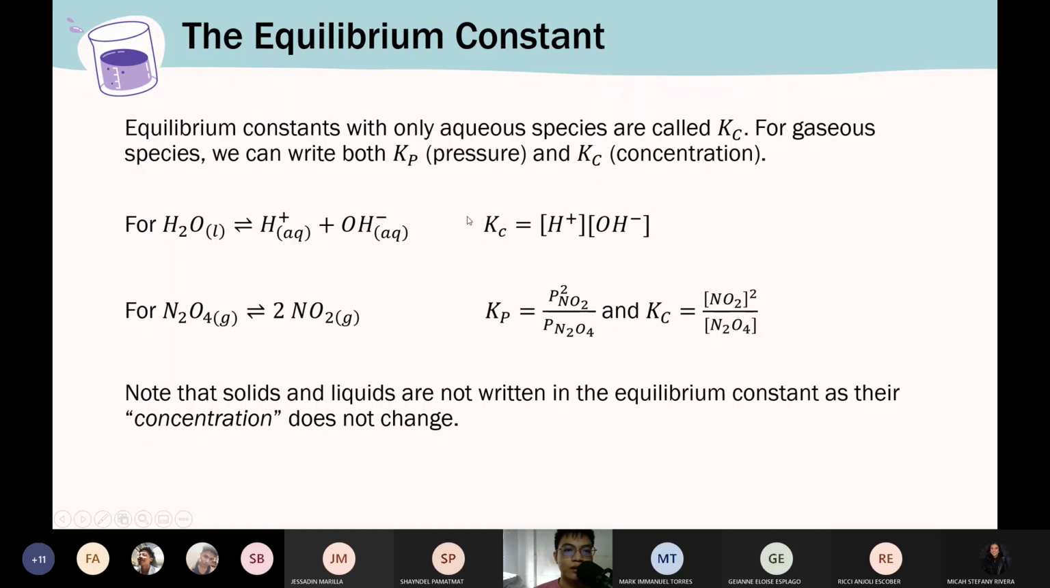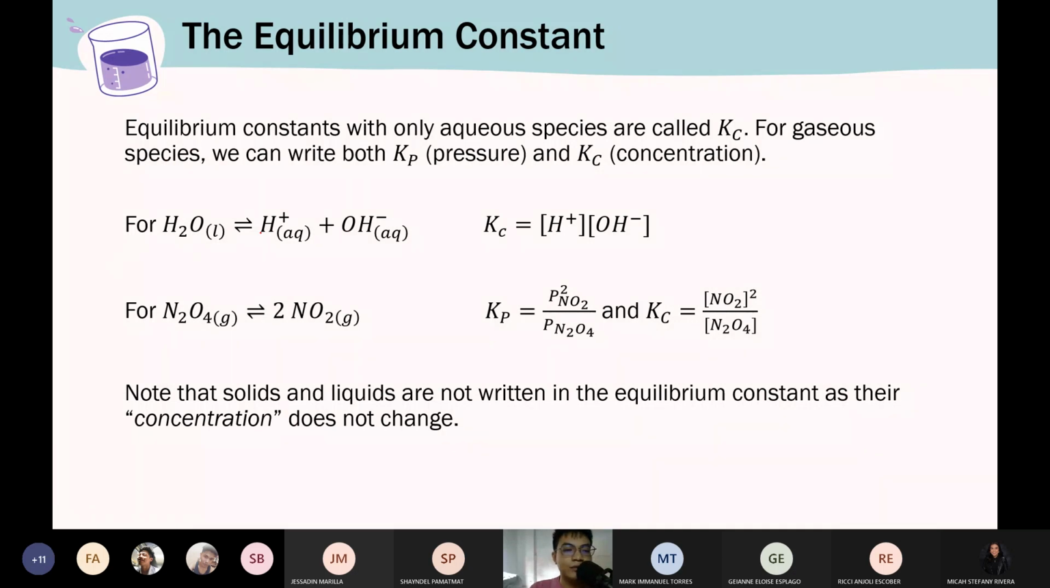Actually, dalawa yung uri ng K. Okay? Dalawa yung uri ng K. Pwedeng KP at KC. When you say KP, ito ay in terms of pressure. And when you say KC, ito ay in terms of concentration. Okay? So for aqueous species, we can only write KC. Okay? Siyempre, concentration lang meron yung mga aqueous species.